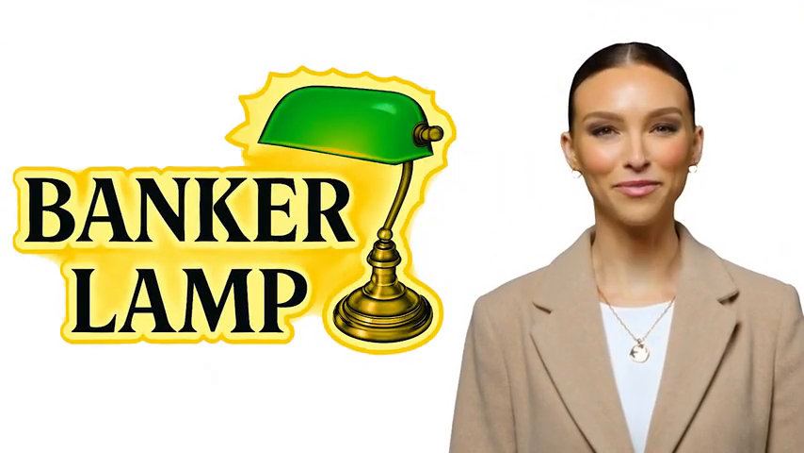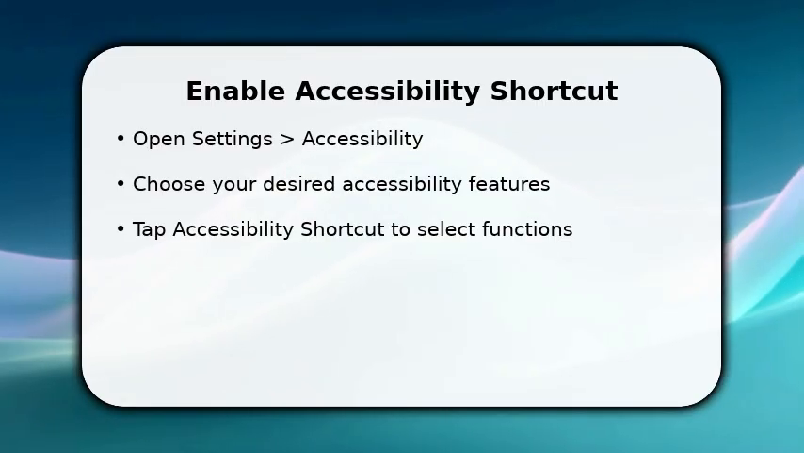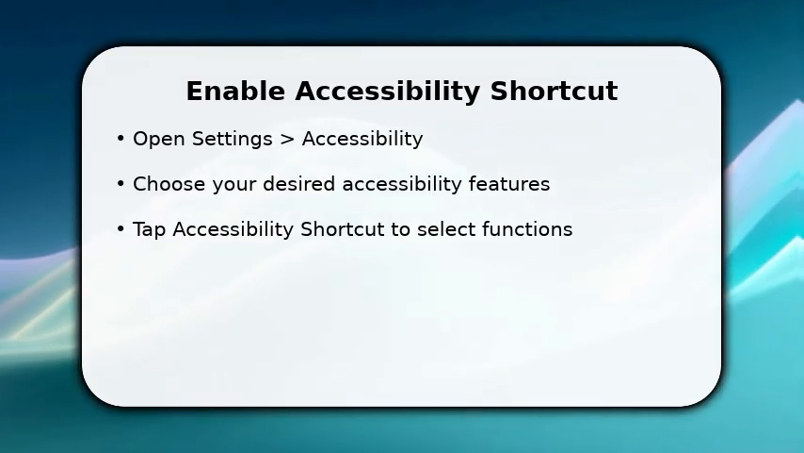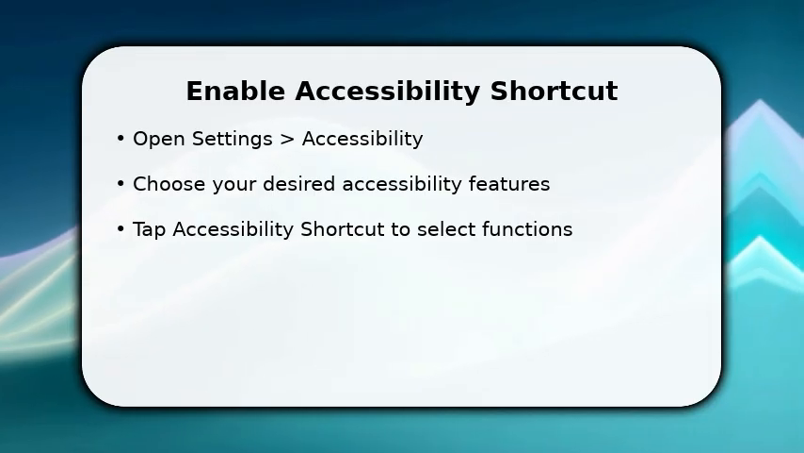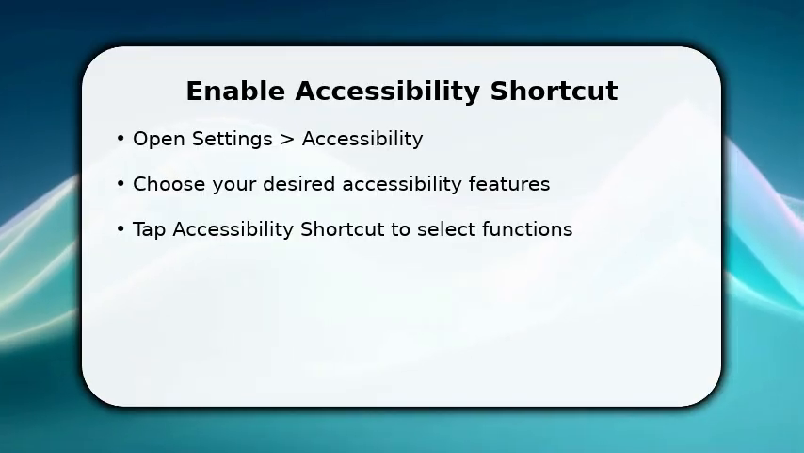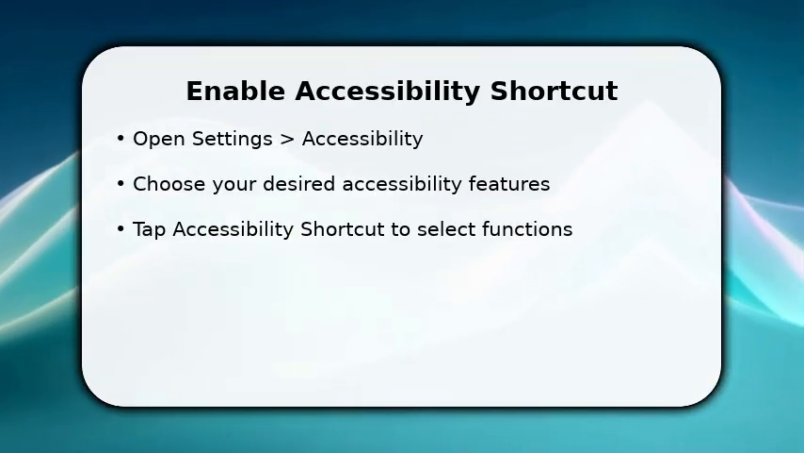Please enjoy the video. You'll start by opening Settings and going straight to Accessibility. This gets you where the iPhone keeps its shortcuts. Next, pick the features you use most: VoiceOver, Magnifier, Assistive Touch, or others, so the shortcut will toggle what matters.